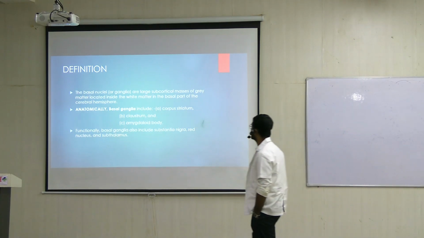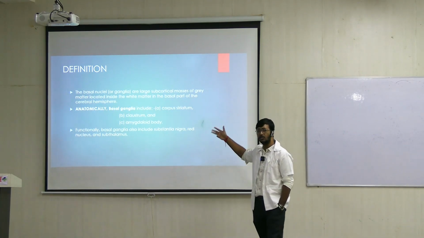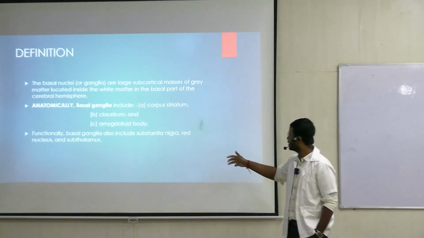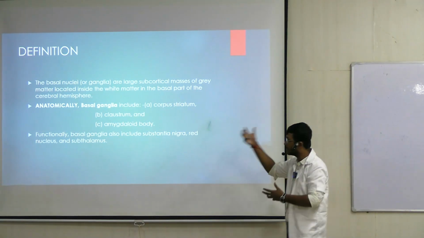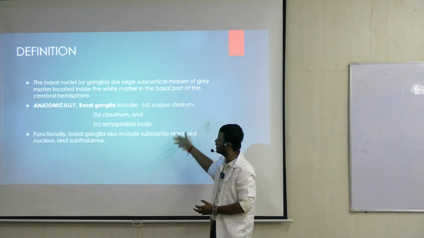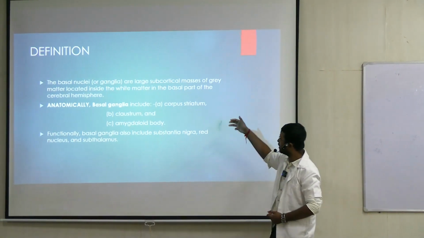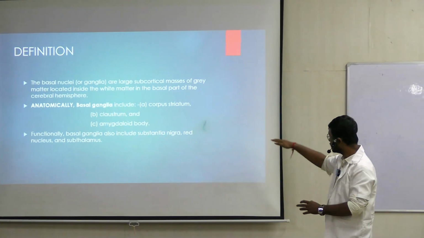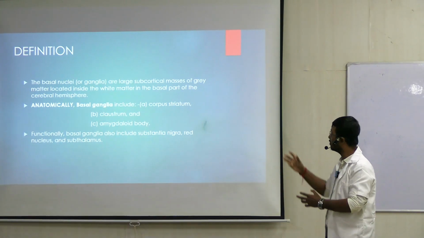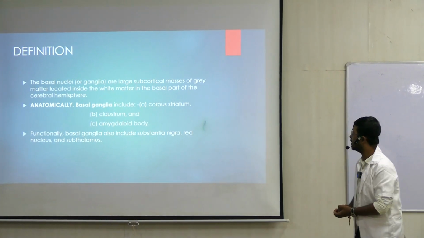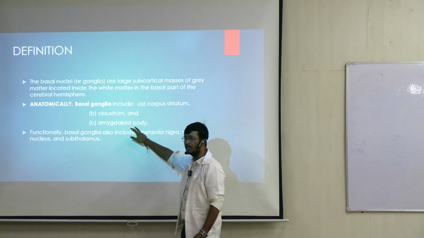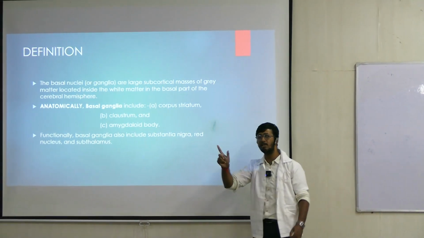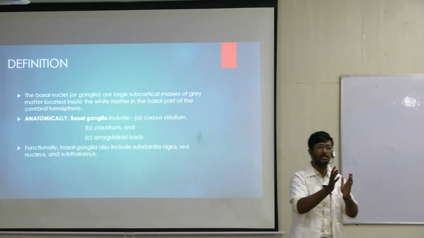So anatomically basal ganglia has these three structures which are part of it. But functionally, according to the function that the basal ganglia follows, we also have the substantia nigra, red nucleus and subthalamus. Whatever the functions of basal ganglia are, we will be studying later on. These structures follow the same function, although they are not a part of basal ganglia. Similarly, the amygdaloid body or amygdala is a part of basal ganglia, but functionally it is a part of the limbic system. Functionally means it follows the function of the limbic system.